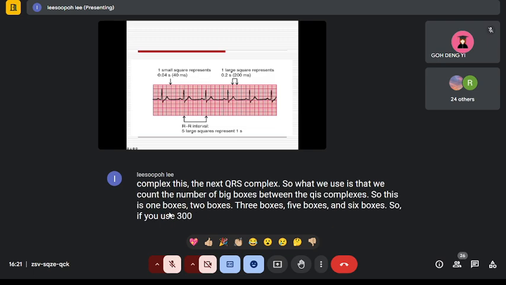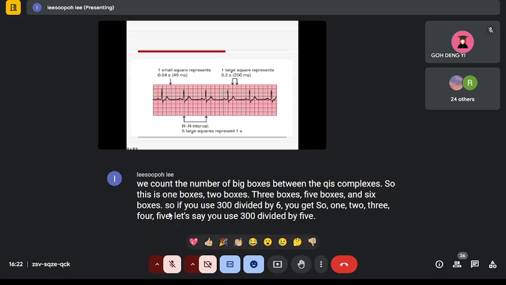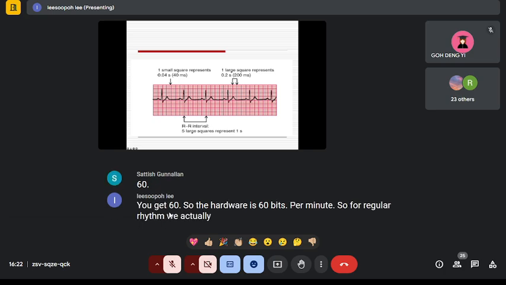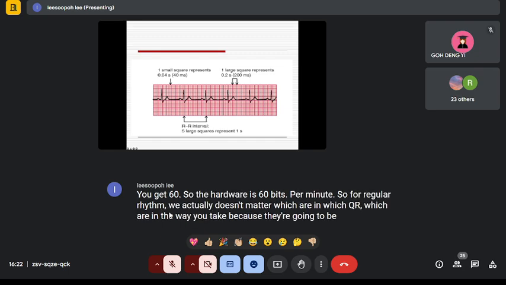So if you use 300 divided by 6, you get, 1, 2, 3, 4, 5. If let's say you use 300 divided by 5 boxes, how much do you get? 60. You get 60. So the heart rate is 60 beats per minute. So for a regular rhythm, it actually doesn't matter which RR interval you take, because they're going to be constant.